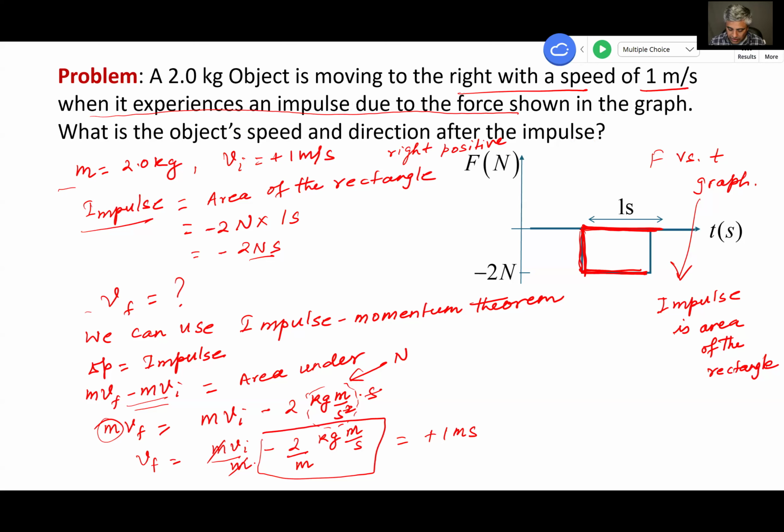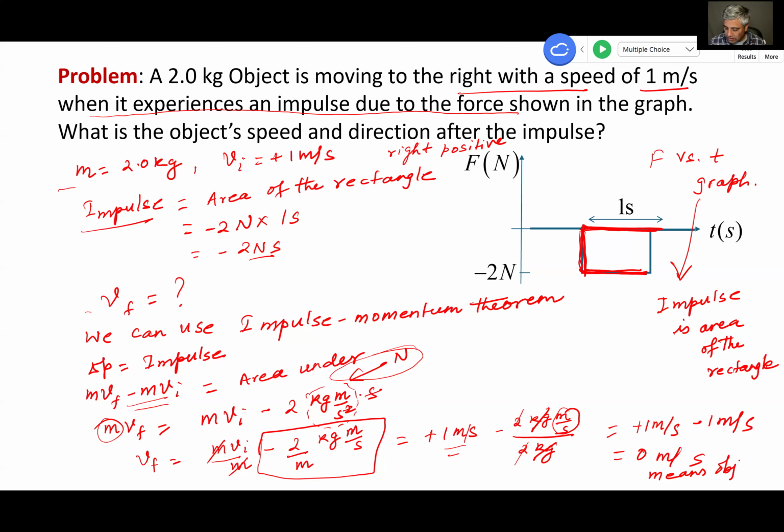And now let's look at this term here. So mass is 2 kilogram. So replace mass by 2 kilogram. So this kilogram cancels. So that's why I wrote like this, okay? So this 2 also cancels, leaving us just negative 1. So this was meter per second. And this is now also meter per second, makes perfect sense. So positive 1 meter per second, negative 1 meter per second, that is 0 meter per second, means the object stops.